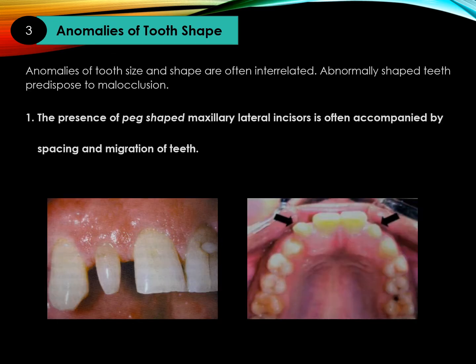The third factor is anomalies of tooth shape. Anomalies of tooth size and shape are often interrelated. Abnormally shaped teeth do predispose to the development of malocclusion. So the first aspect is the presence of peg-shaped laterals, which is accompanied by spacing and also migration of teeth. As with the spacing, the treatment plan and the clinical implications are the same as with missing teeth or microdontia.